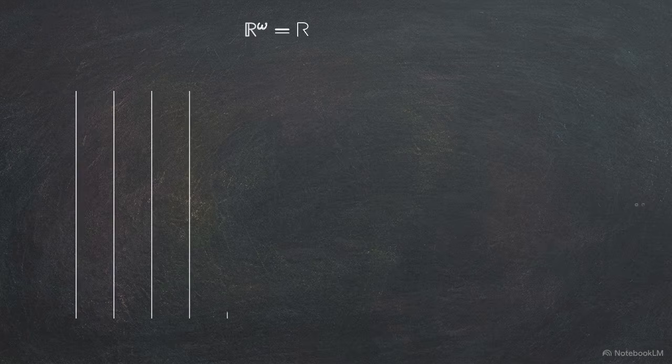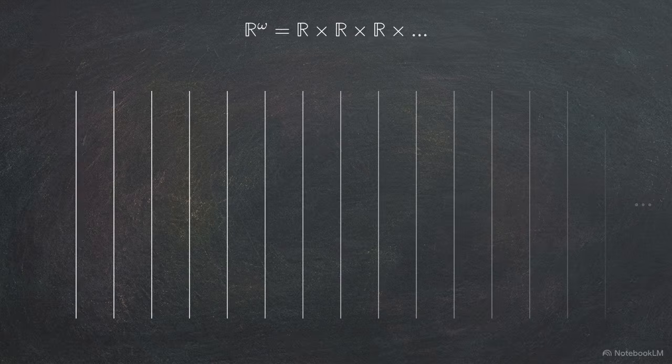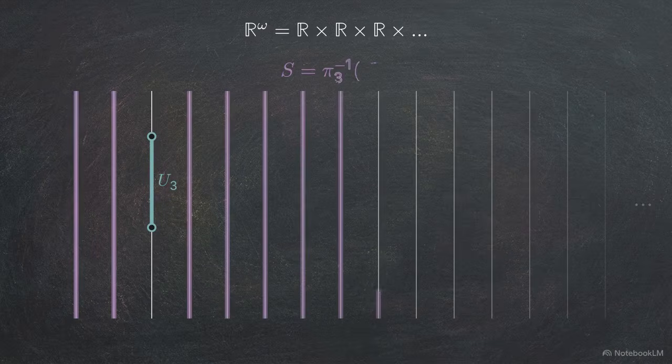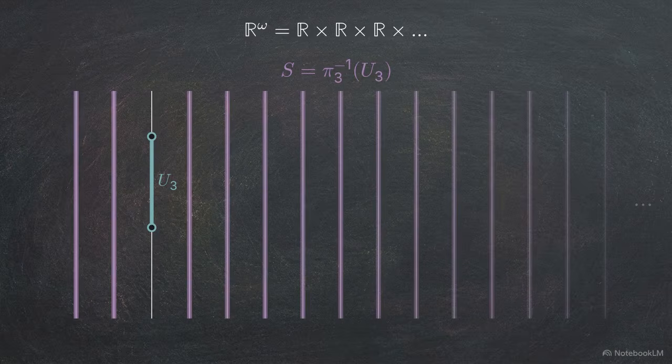To build a topology that survives infinite scaling, we have to construct it from the ground up using projection maps. A projection map takes an infinite sequence and isolates its value on a single coordinate axis. We use these projections to define a subbasis. A subbasis element isolates an open interval on exactly one specific axis, leaving all other infinite axes completely unconstrained.